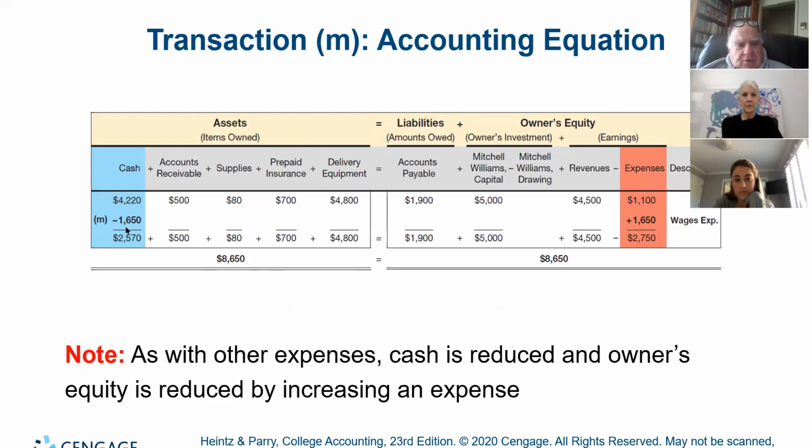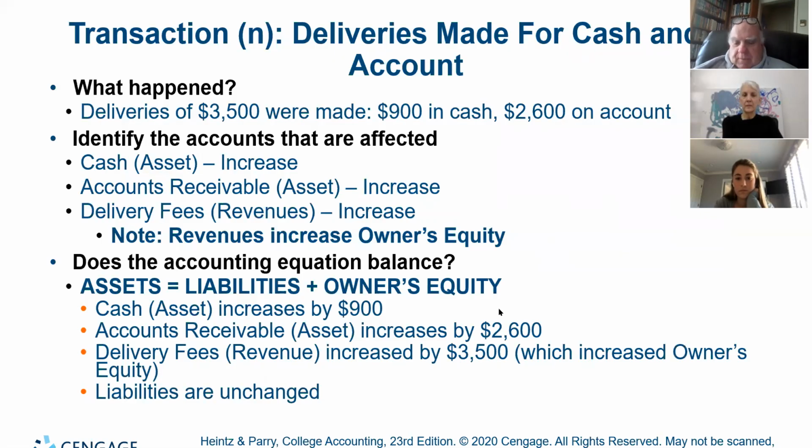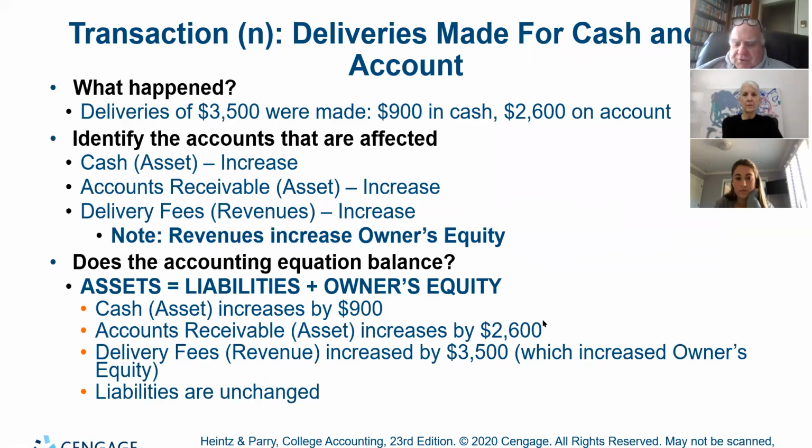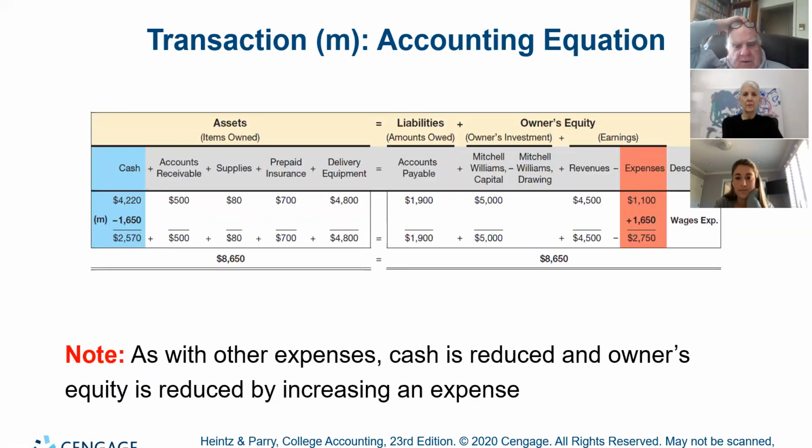So our cash went down by 1650 and our expenses went up. So right now, if you're looking at this company, they have revenues of 4500 minus 2750. So I guess they have a profit so far of 1750. So far, he's making some money. And as with other expenses, cash is reduced and owner's equity is reduced by increasing the expense.